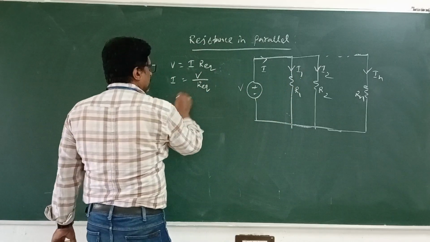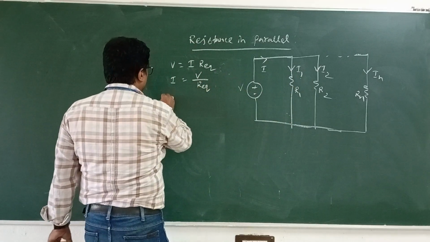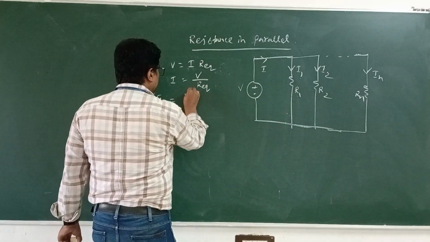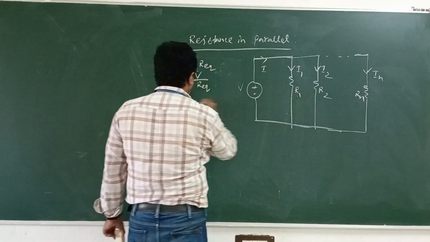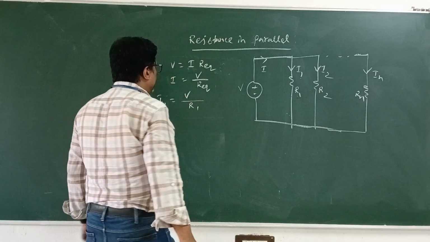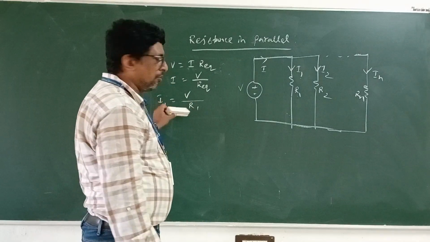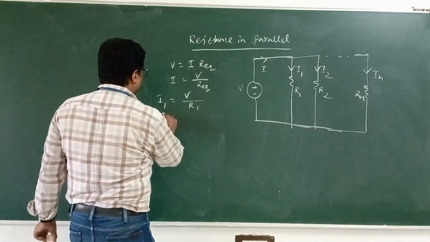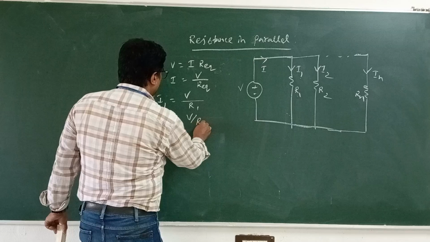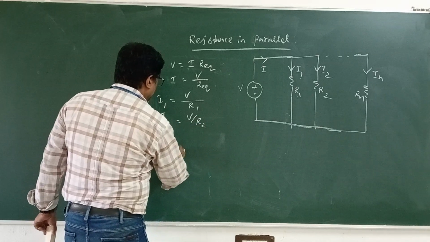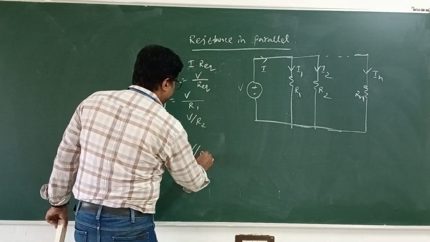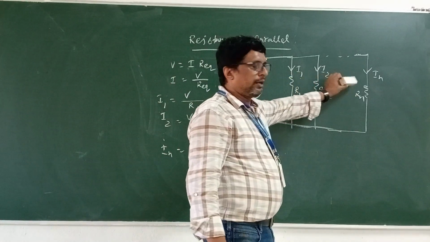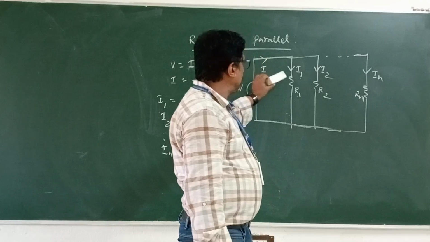The current through resistor R1, I1, equals the voltage across resistor R1 divided by its resistance, so V by R1. According to Ohm's law, V equals IR, that means I1 equals V by R1. Similarly, I2 equals V by R2, and up to In equals V by Rn. So if we add all these currents I1, I2 up to In, then we get the total current I, because of the summation.